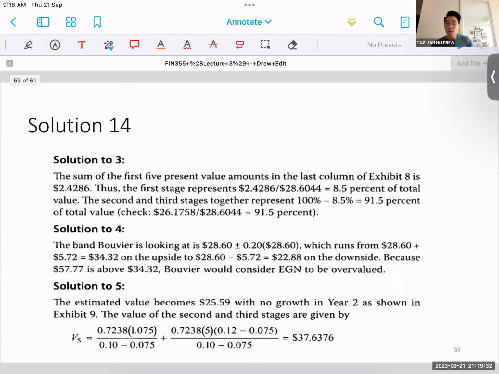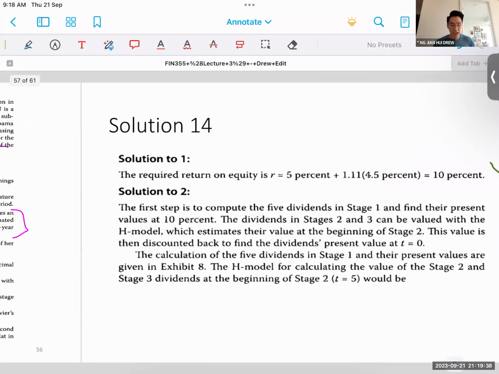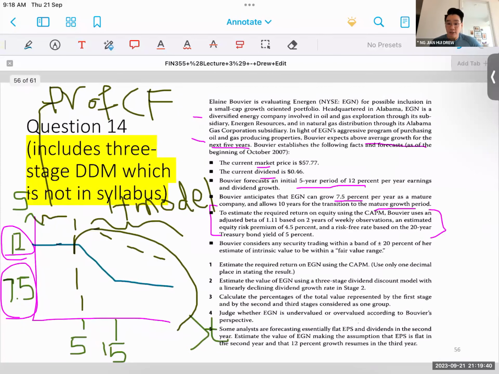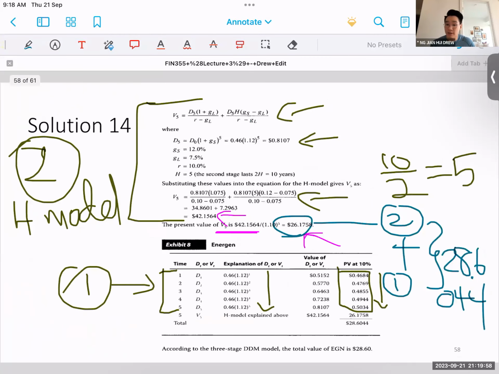I hope there are no questions, and if there are, feel free to put them in the chat. We have tackled part 2. Let's look at part 3 now. Calculate the percentage of total value represented by the first stage, and by the second and third stage considered as a group. Part 3 is actually quite simple, because we have our various stages already.